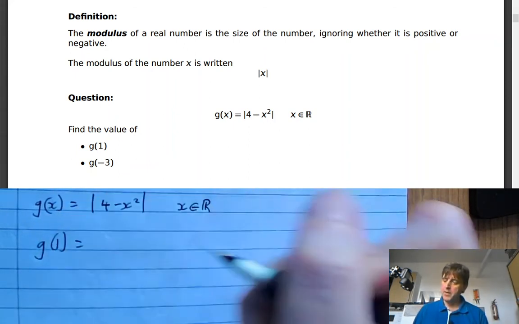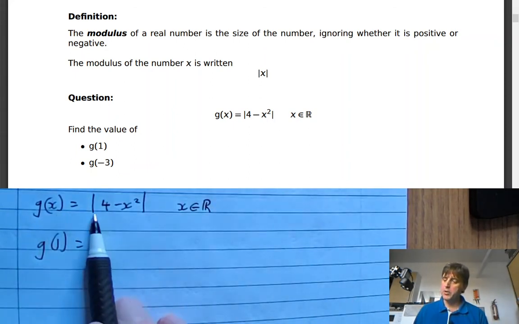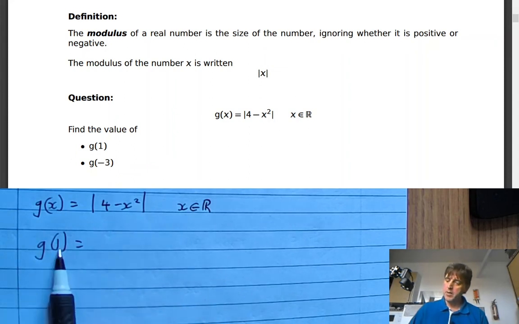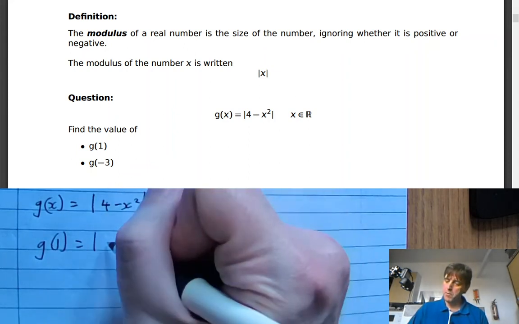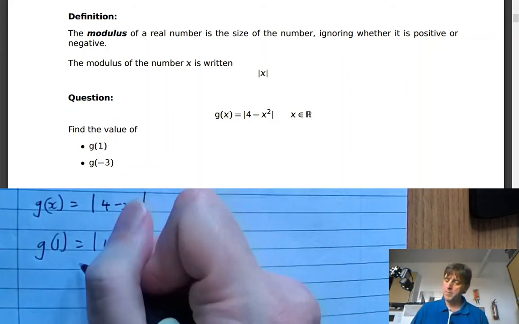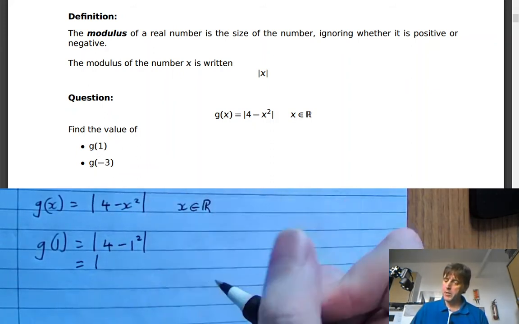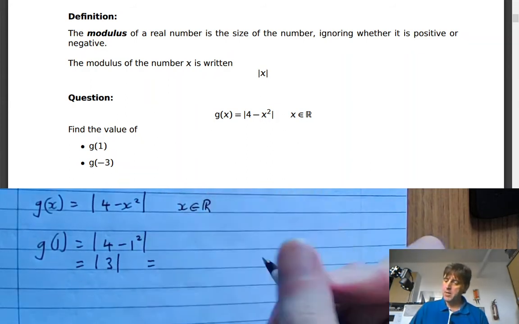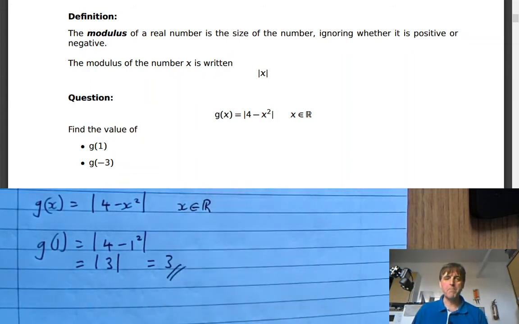Okay then, let's see if you agree with this. Here's our function, g of x equals the modulus of 4 minus x squared. If our input number was 1, then we're going to end up with the modulus of 4 minus 1 squared. 1 squared is just 1, so we end up with the modulus of 4 minus 1, which is 3, and the modulus of 3 is 3. So g of 1 equals 3.